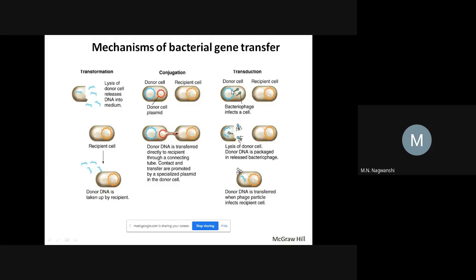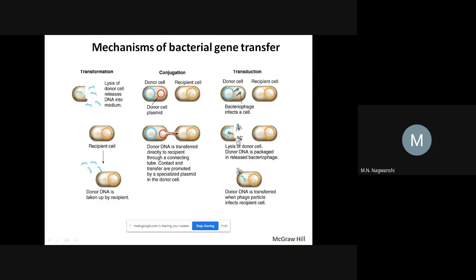Here, the third method, you can see the transduction process. This is the donor bacterial cell which has foreign DNA material received through the infected bacteriophage. So this bacteriophage has our desired gene inserted in its genome. This bacteriophage which infects the bacteria releases its DNA fragment.